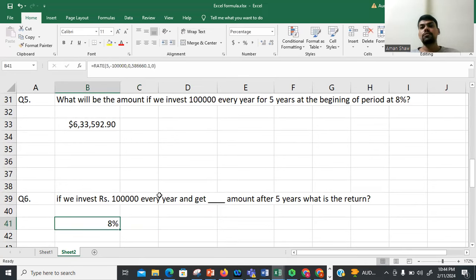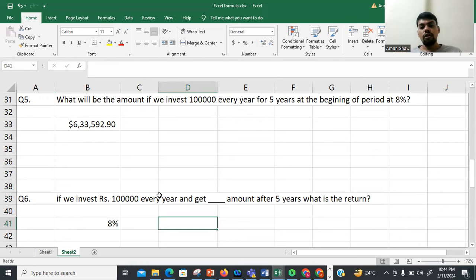So see, 8%. So this is the formula of calculating the IRR or CAGR. This formula can only be used if the cash flow amounts are equal. Okay, so it's like 1 lakh consistent every year, the cash outflow. Either it can be one single cash outflow or it can be multiple cash outflows, but the amount is equal and the series of payment timing is also equal.